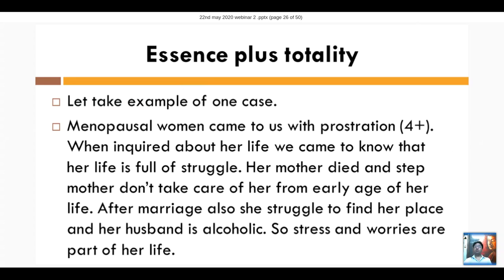So here a menopausal woman came to us with prostration 4 plus. When inquired about her life, we came to know that her life was full of struggle. Her mother died, and her stepmother didn't take care of her from an early age. After marriage, she also struggled to find her place, and her husband is alcoholic. So stress and worries are part of her life.